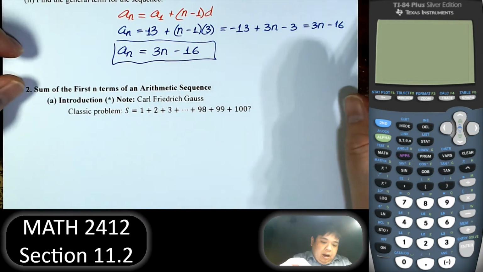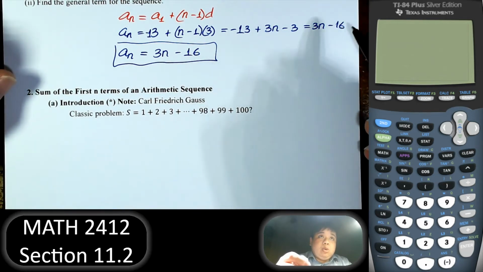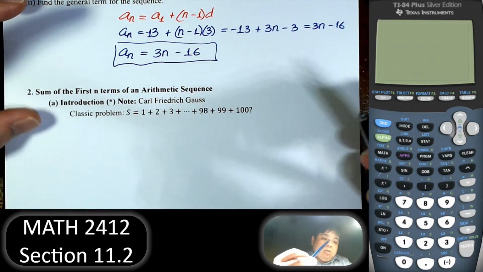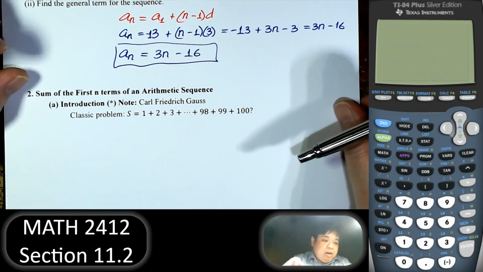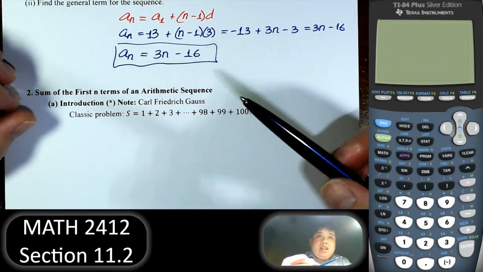Next, find the sum of the first n terms of an arithmetic sequence. Alright, so this is the classic problem, so we have to go over this. So the story is this.